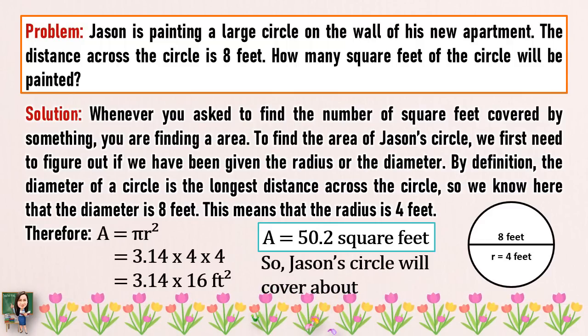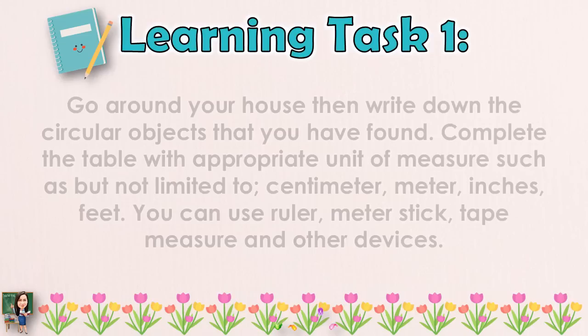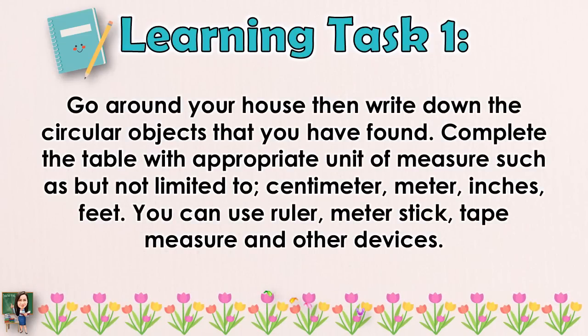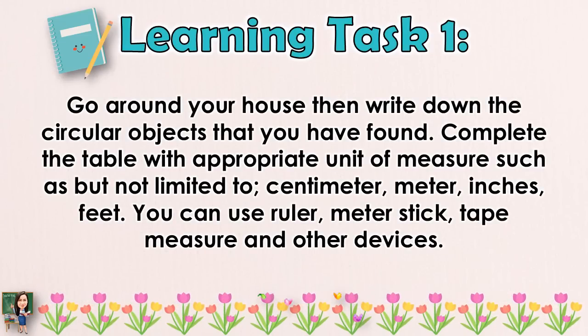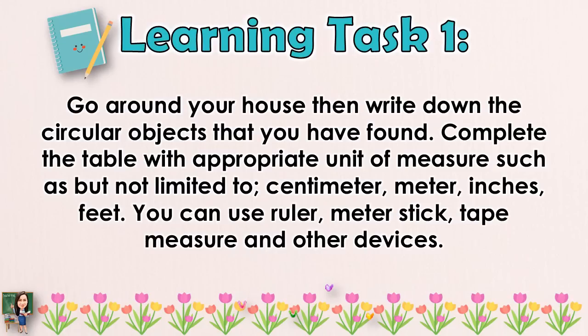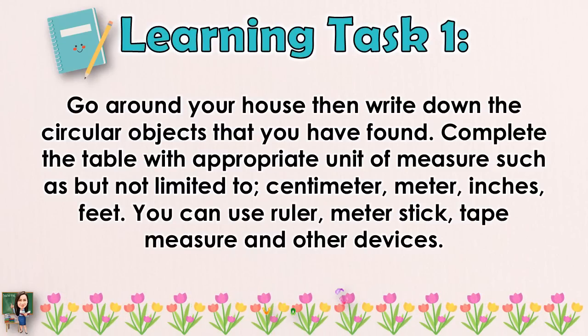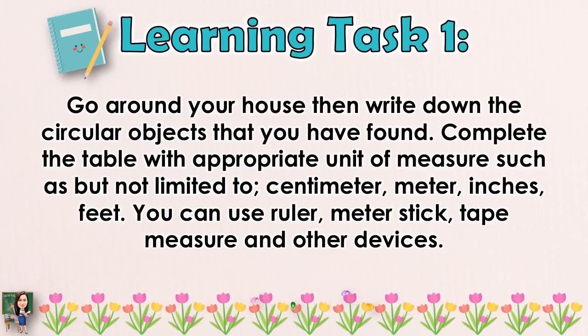And now, let us proceed to our first activity, learning task 1. Go around your house, then write down the circular objects that you have found. Complete the table with an appropriate unit of measure such as, but not limited to, centimeter, meter, inches, feet. You can use a ruler, meter stick, tape measure, and other devices.